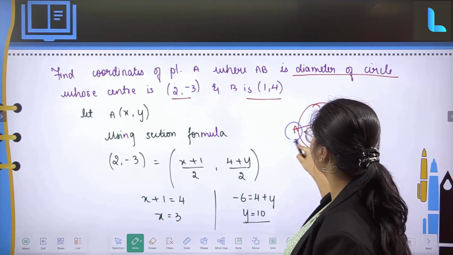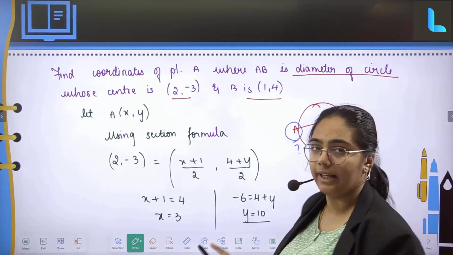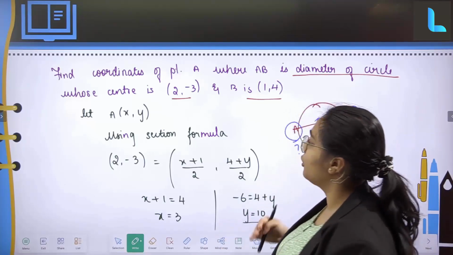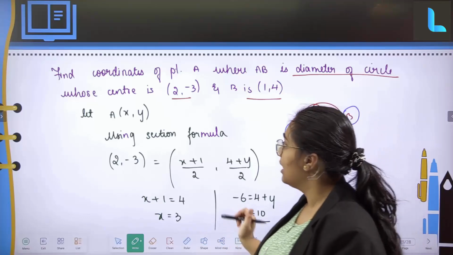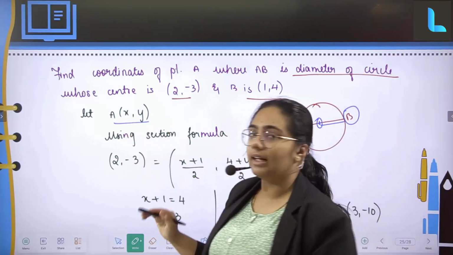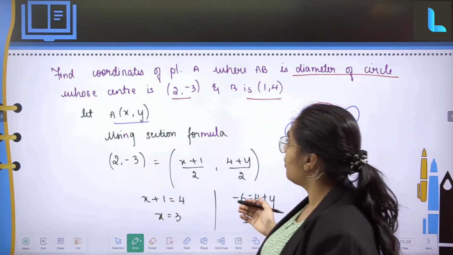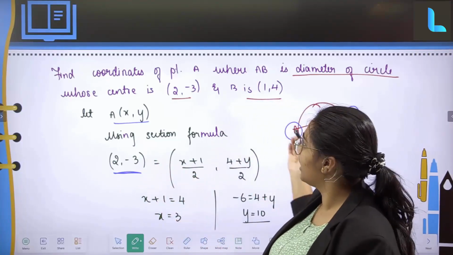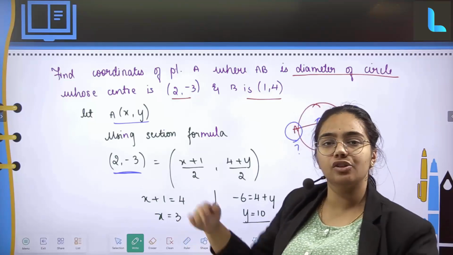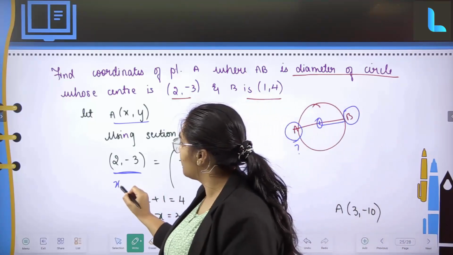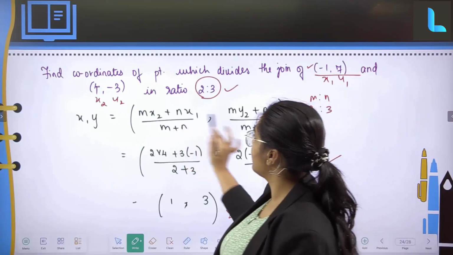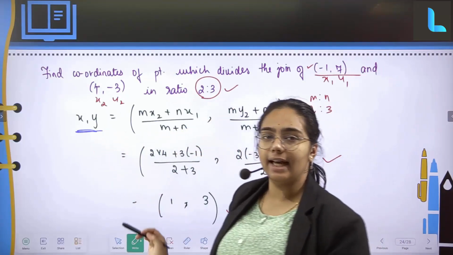So you have to find out what is the point A, right? How do I do that? See, you have to use the section formula only. A, first I will be considering it as (x, y). So I already know what my center is, that is (2, -3), which used to be outside. So if this is my formula, this value I already have.